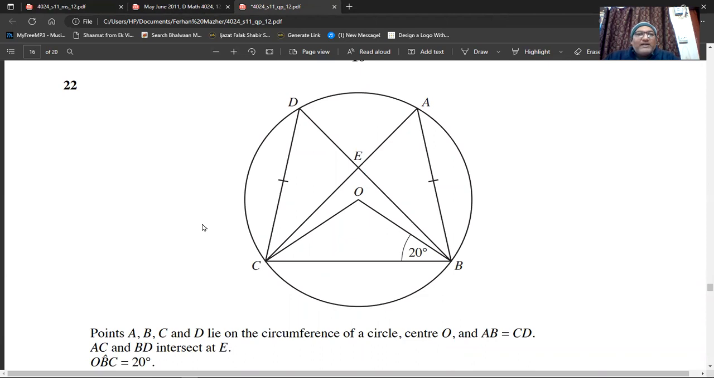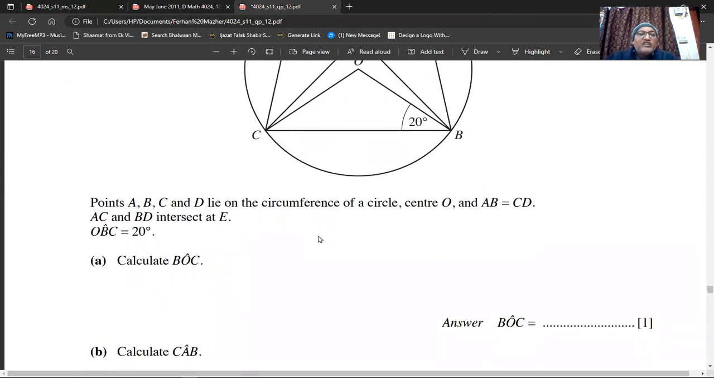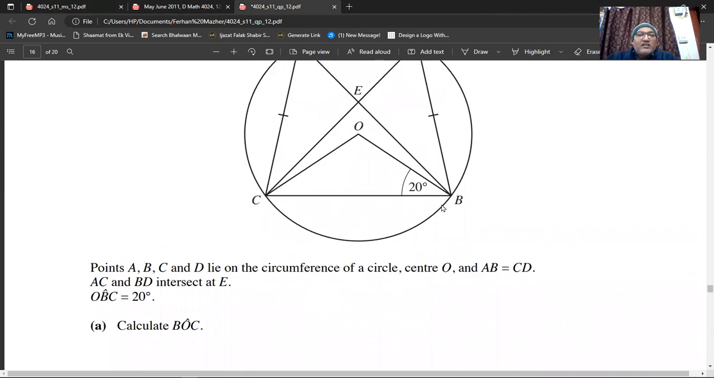Question number 22 coming up on your screen. A question on the circle properties. He says points A, B, C, and D lie on the circumference of a circle, center O. The AB length and the CD length are equal to each other. The AC line and the BD line intersect at the point E. OBC is 20 degrees. This angle is 20. So their first question is calculate the BOC angle.